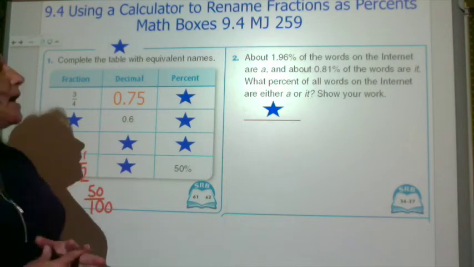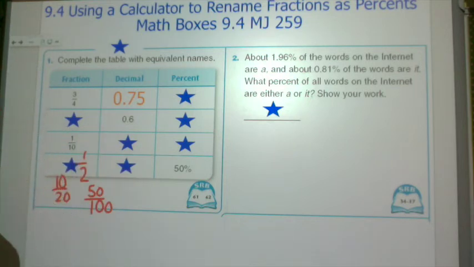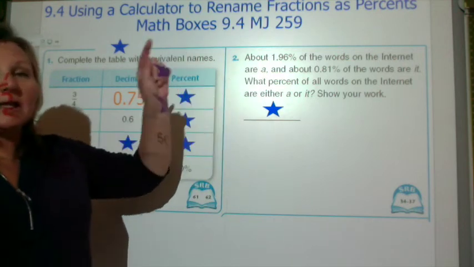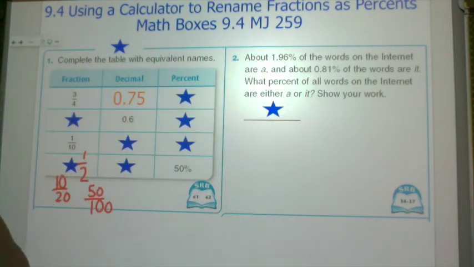Number 2, about 1.96% of the words on the internet are the word a, and about 0.81% of the words are it. What percent of the words on the internet are either a or it? Please show your work in this box. Remember to line up the decimals first. Then if you have blank spaces, you can put the zeros in those blank spots. Number 3.